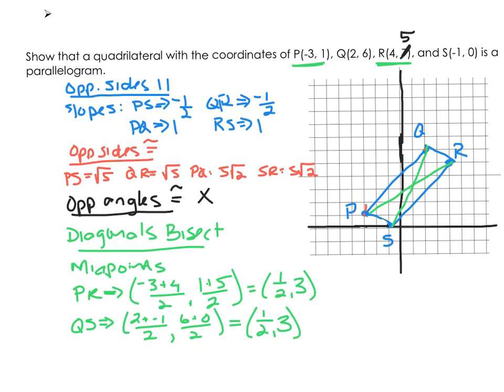Right? That's probably my favorite. I think it's the simplest, but you can use any method that you want. The last method, showing that one set of opposite sides are both parallel and congruent. I'm not going to show that one, but that would be like a combo of method 1 and 2. You'd pick one set of opposite sides, maybe you just pick PS and QR, and then you would show that their slopes are the same, so therefore they're parallel, and that they have the same length, therefore they're congruent.